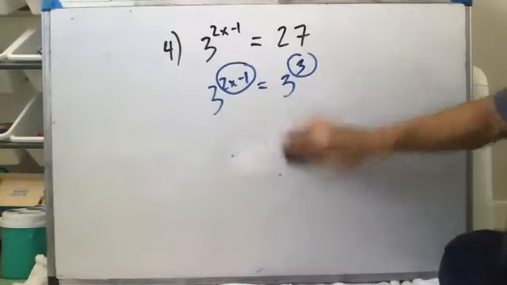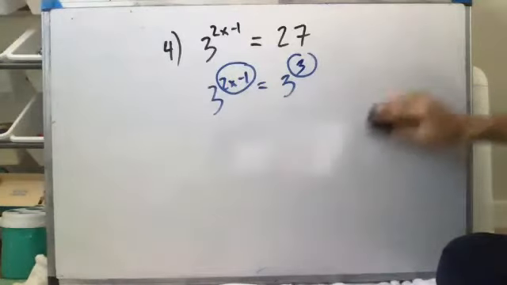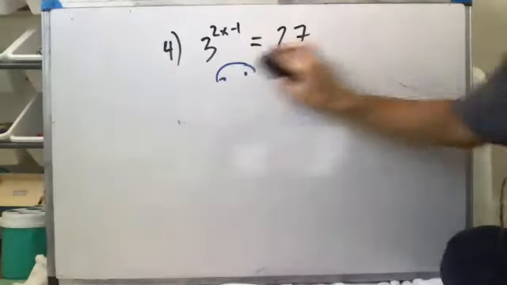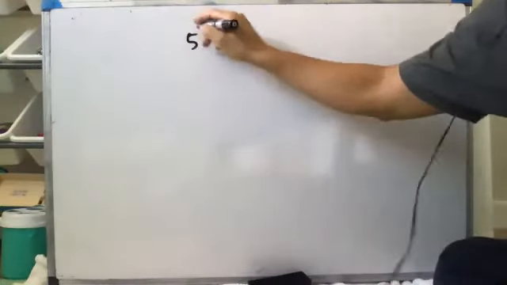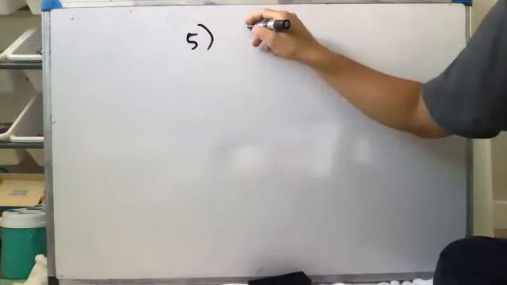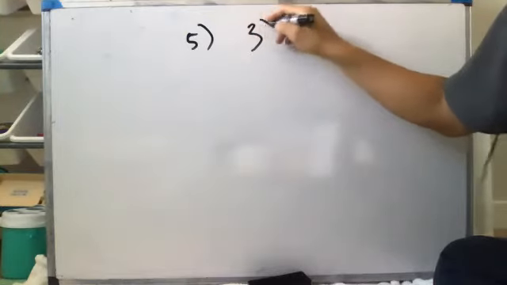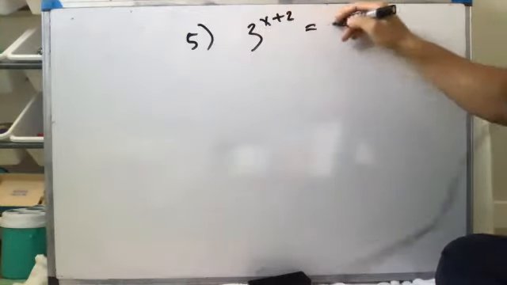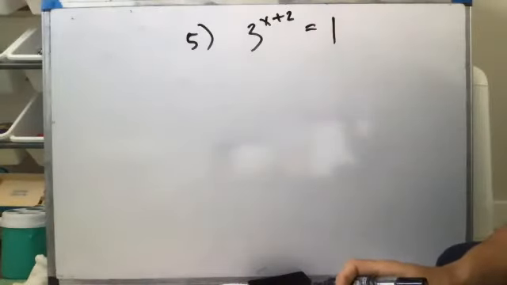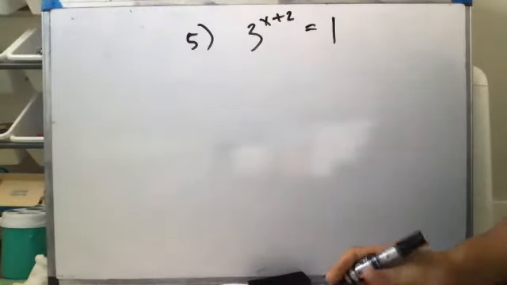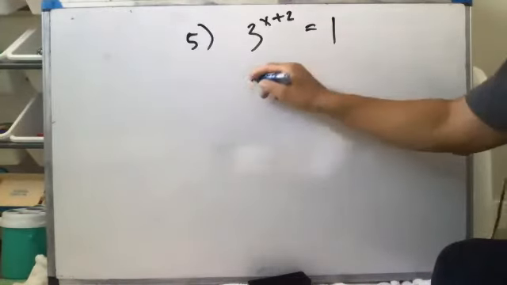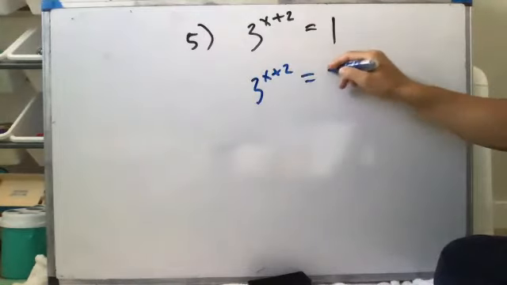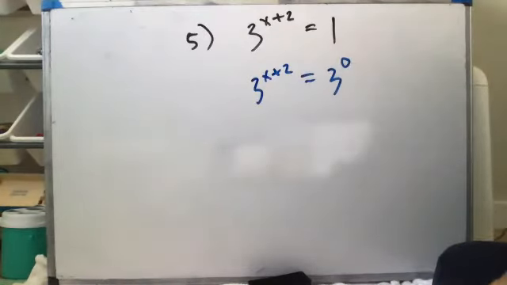All right. Are we ready for 5? Okay. So these aren't so bad, I think. For 5, it's 3 to the x plus 2 is equal to 1. All right. To get 1, all I have to do is just think of it as anything to the 0 power is 1. So this is going to be 3 to the x plus 2 is equal to 3 to the 0 power. Right? So those are going to match up.